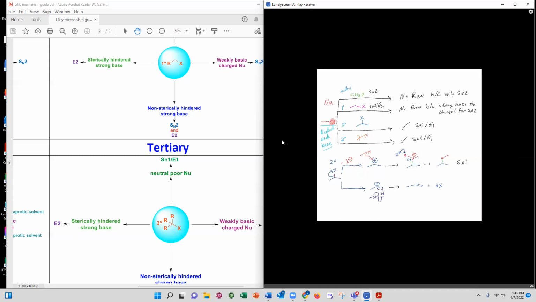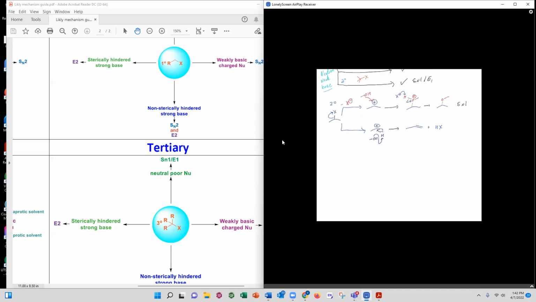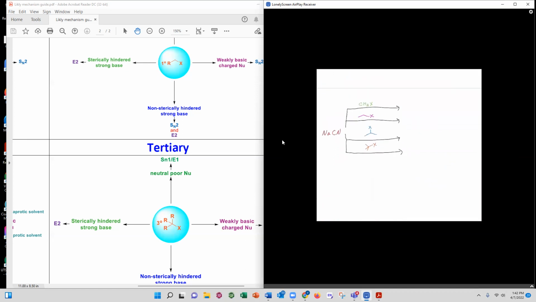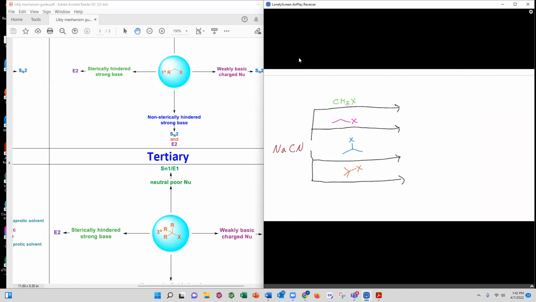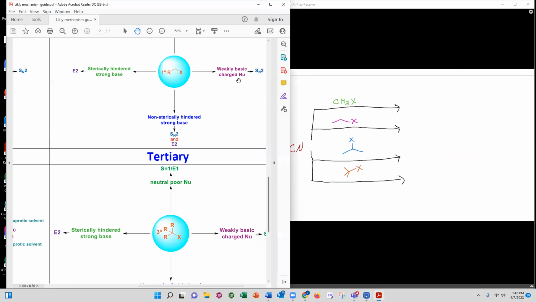So let's look at a little bit stronger base, okay? That's going to be a nucleophile. Again, now we're going to look at sodium cyanide. We're going to look at our different substrates, and we're going to look at what type of reactions they can undergo. So again, I have methyl. I have a weakly basic charged nucleophile. That's great. So what I'm going to see here is I'm going to see SN2.